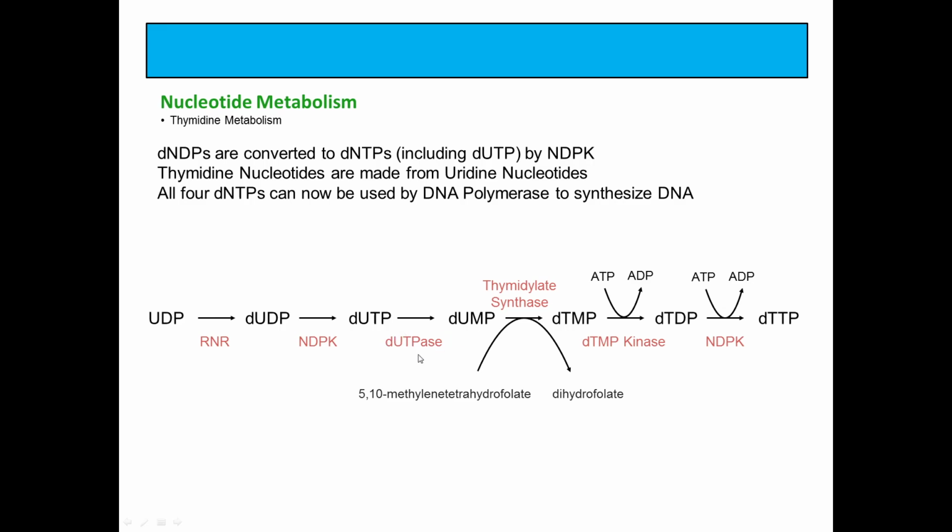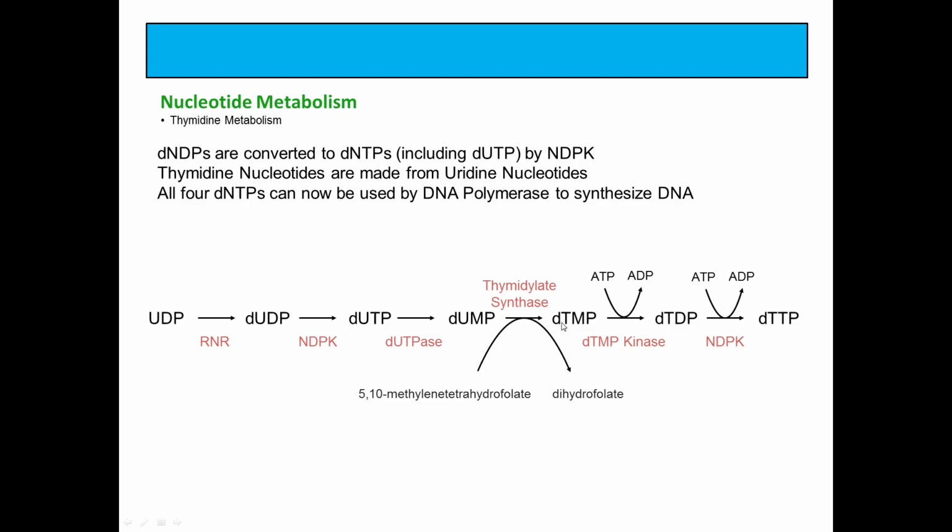And then my dUTPase will only cut off pyrophosphate, so we're back to dUMP. It's kind of a roundabout way to get here, but it was because of the restrictions on these other enzymes that we had to do it this way. So dUMP converts the uracil to a thymine. It adds a methyl group, right? That's thymidylate synthase. It does this, and it gets the methyl group from the methylene tetrahydrofolate.